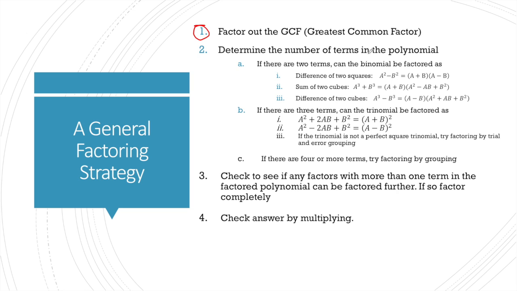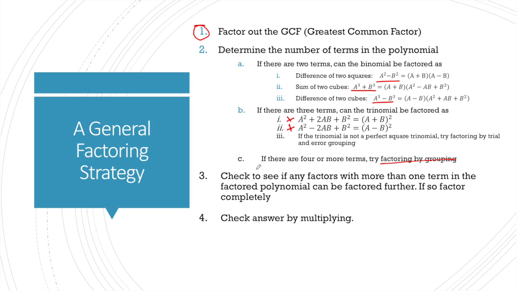Then figure out how many terms there are in your polynomial. If it's a binomial, it could be a difference of squares. If it's a binomial, it could be a sum of two cubes or a difference of two cubes. If it's not, then you're fully factored. If there are three terms, you could find the factors of AC that add up to B, or use one of these shortcuts, which I don't really recommend. I just don't. If there are four or more terms, you're going to need to factor by grouping.